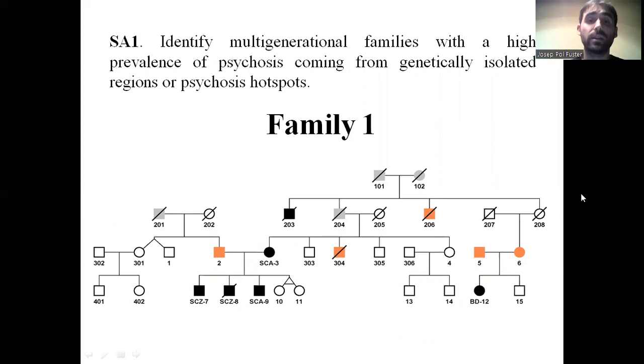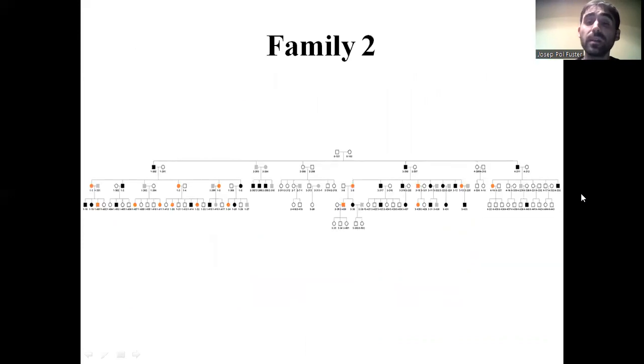And we were able to identify two families. Family 1 was identified in two villages in the north part of Mallorca, and family 2 was also identified in Mallorca, but this family came originally from the southern part of Spain, specifically from Las Alpujarras, which is a known hotspot for schizophrenia.